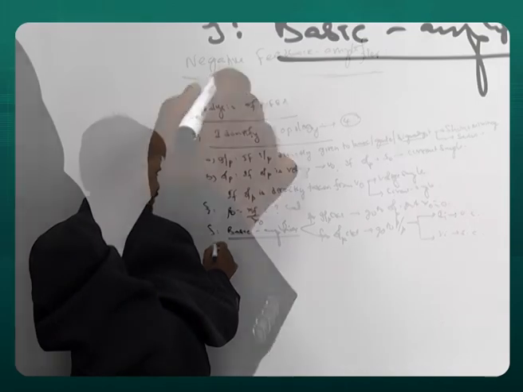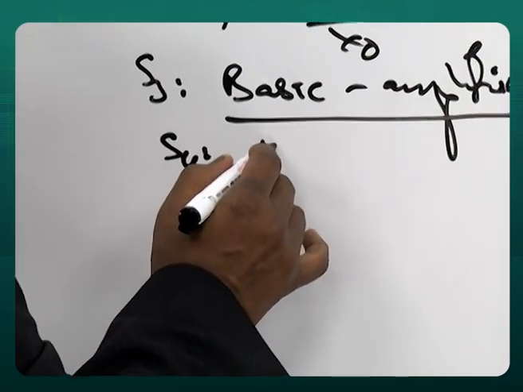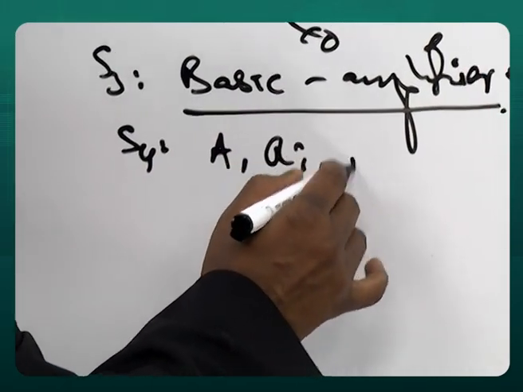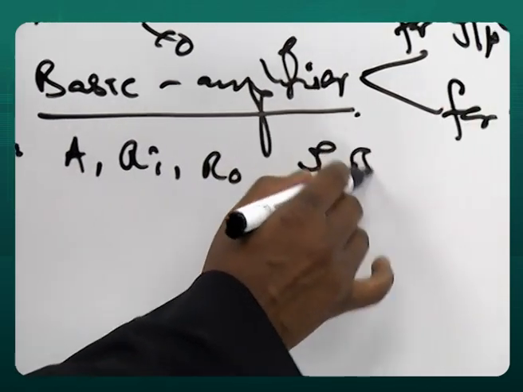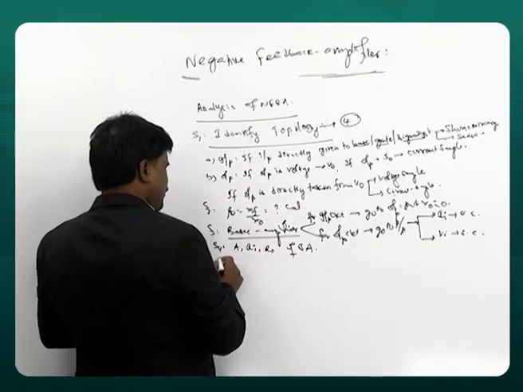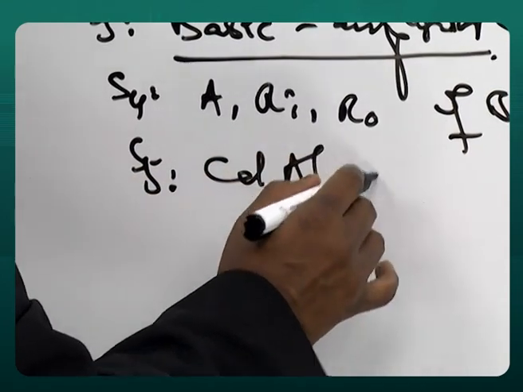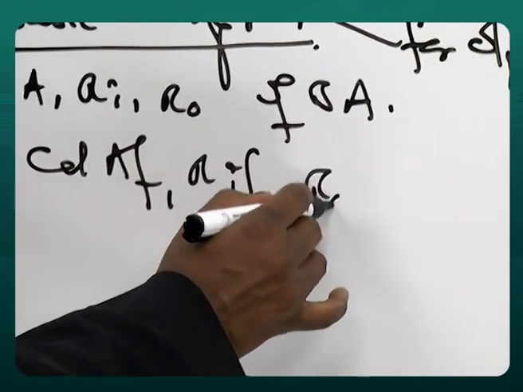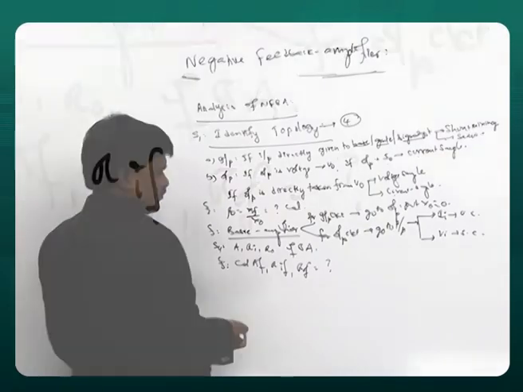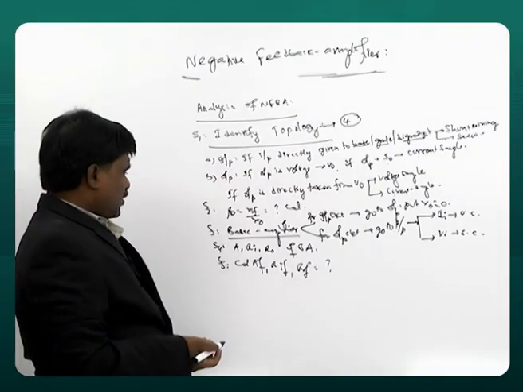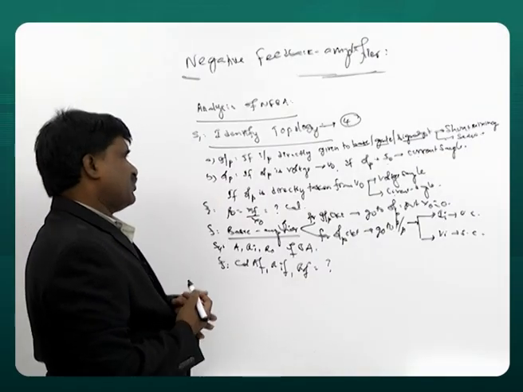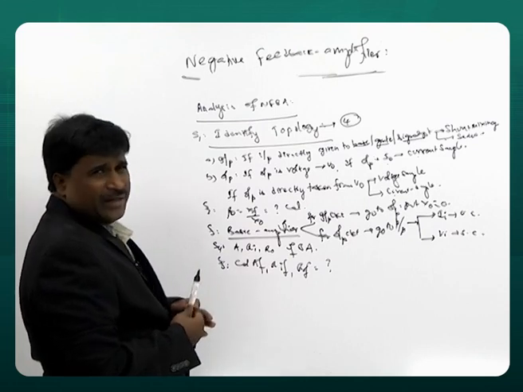That is the third step. Fourth one, calculate A, Ri, R naught of what? Of the basic amplifier. Fifth one, calculate AF, RIF, R naught F. So this is called the 5-point procedure of analyzing any amplifier.